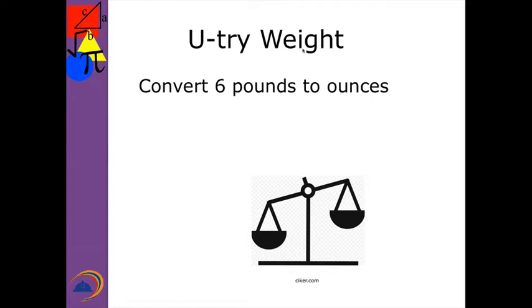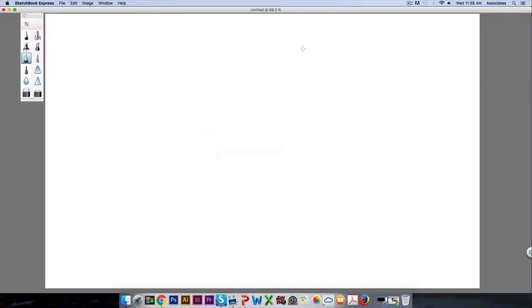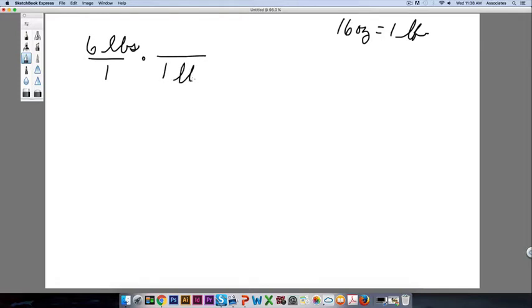So let's go to our slate. What was given to me was 6 pounds. Abbreviation of pounds is LBS. I put that over 1. I know I've got to figure out pounds to ounces. I know that 16 ounces is equal to 1 pound. So I need pounds on the bottom, so I put 1 pound on the bottom. Ounces is going to go on the numerator because that's what I want, and 16.